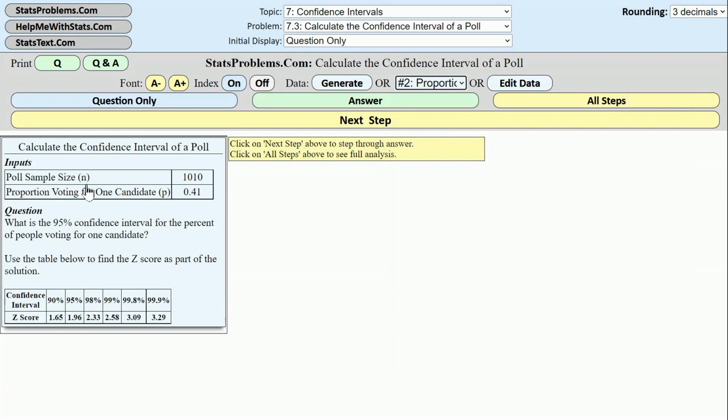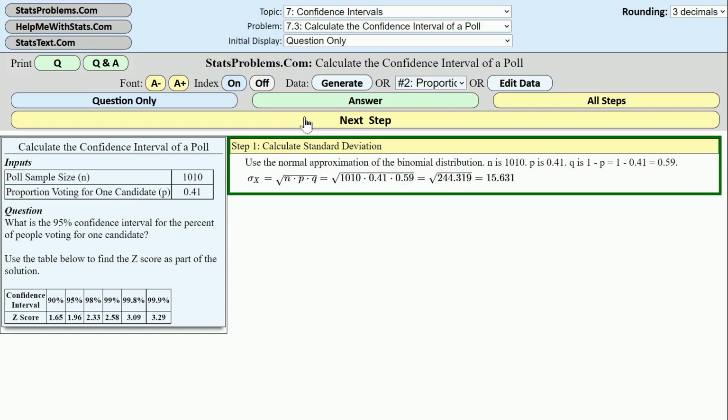Poll sample size, n, is 1010. Proportion of votes for one candidate, p, is 0.41. What is the 95% confidence interval for the percent of people voting for one candidate? Let's step through the solution by clicking on the Next Step button.